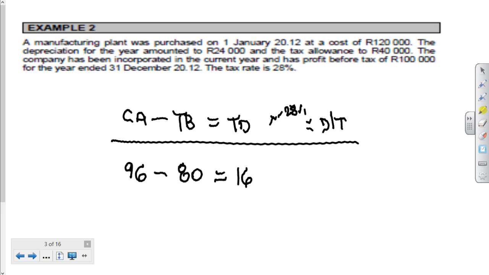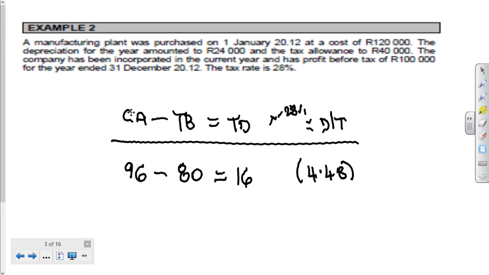I multiply the 16 by 28% and I get 4.48, and it's a deferred tax liability. Yeah? Why is it a liability? Because I'm being given accelerated wear and tear. The wear and tear allowances at the moment are bigger than depreciation. It means that my taxable profit is less than depreciation.